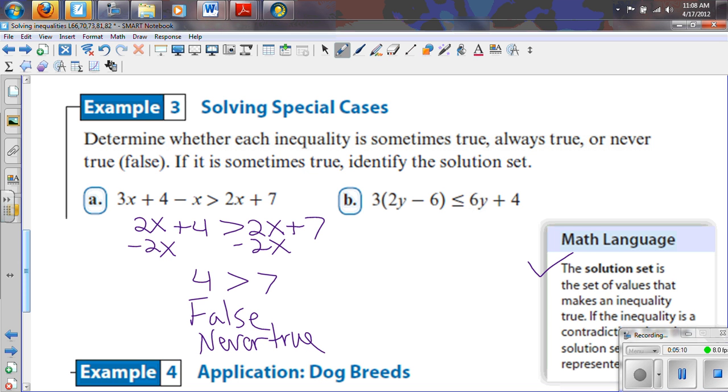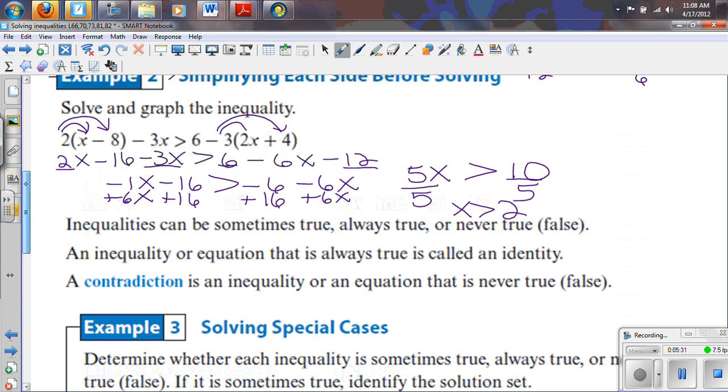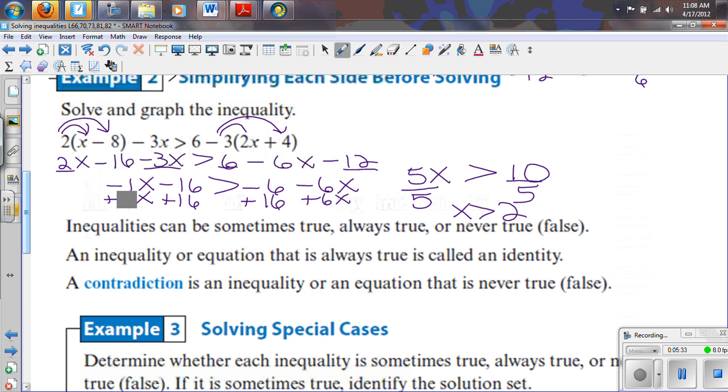Okay, so if you have some number and you get it to be false, then we know that it can never be true. If you get some number here, like if we had gotten 8 is greater than 7, then we would know that that is always true. And so that's the identity, is when it's always true. And then we have ones that are sometimes true, like if we look at the problem above here, we got x is greater than 2, so that one's sometimes true. It's true when x is greater than 2.